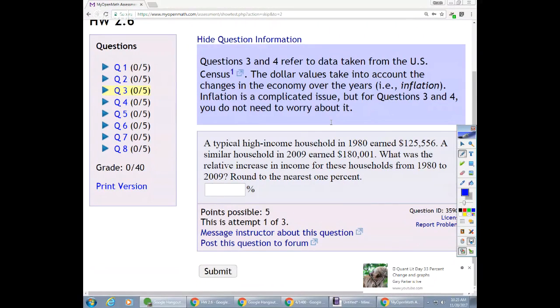Let's see, what the hell was I doing in 1980? I was in middle school. All right. Nope, I was in fifth grade, sixth grade, one of those.